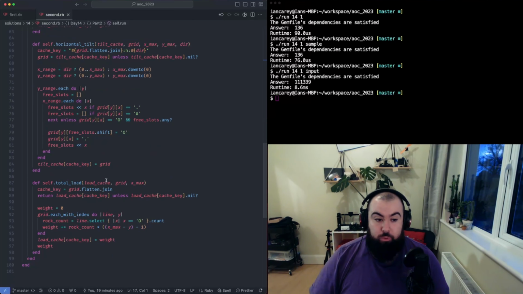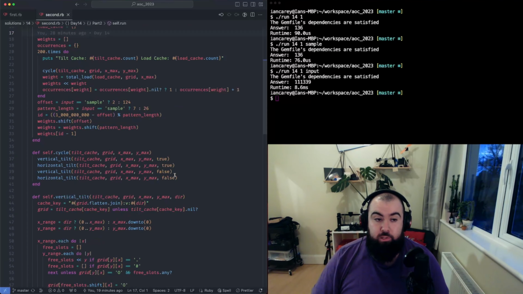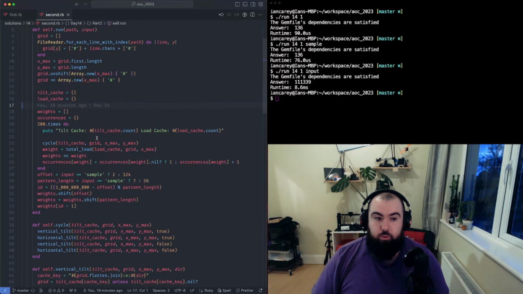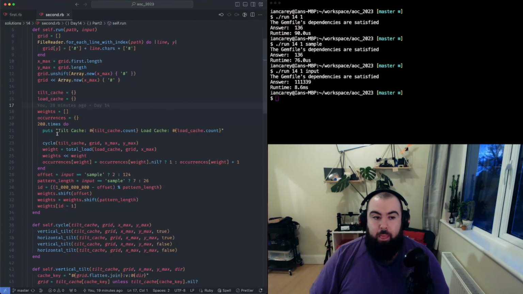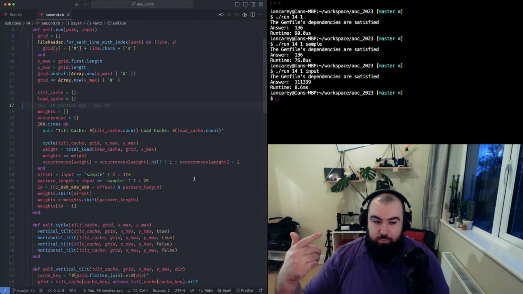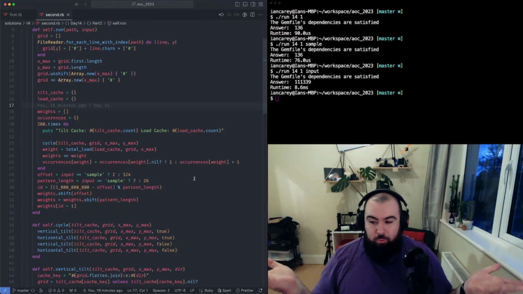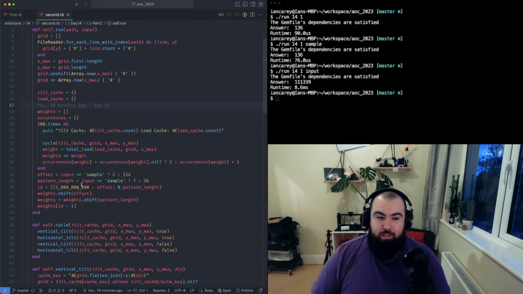And the same thing is true with the load. Once you've seen a grid before and you've calculated its load, you can store that with the same kind of cache key, and you're only going to get a certain number of those loads coming out each time. So with that in mind, we can pick some arbitrarily big-ish number, run our cycles and calculate our weights that number of times with the cache continually updating, and just see what we get out of it.